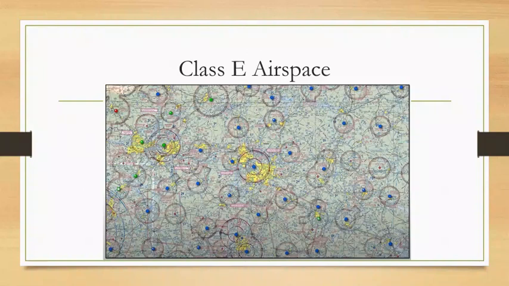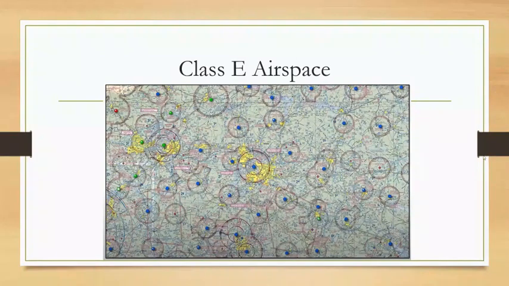Now, Class E airspace is going to be denoted with that shaded blue, and you'll see that primarily out in our neck of the woods, which is the western United States and at higher elevations. But it makes up a lot of our airports. And a couple of things I want to point out: you'll see a lot of these little blue or green or red dots located on this map.